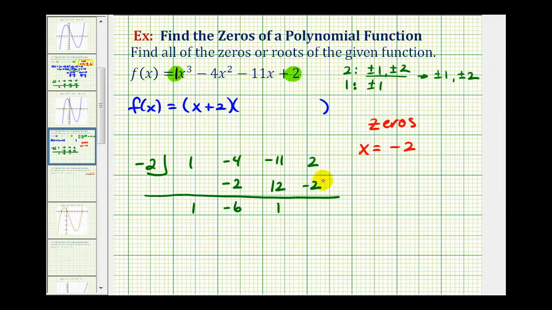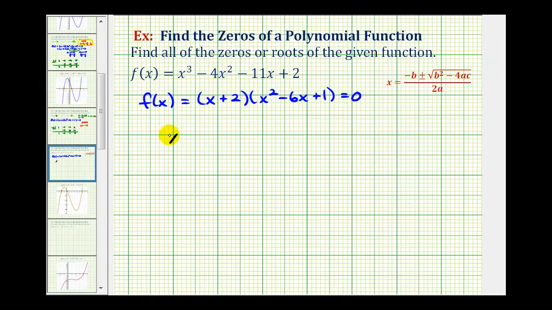Multiply, that'd be negative 2. Our remainder is 0. Which again is good news. This verifies algebraically we have a 0 of negative 2. This also gives us the coefficients here of our degree 2 factor. The other factor of our function would be x squared, or 1x squared, minus 6x plus positive 1. Now again, we already found the 0 from this factor, the 0 of negative 2. Now we want to find the zeros of the quadratic factor. And since there are no factors of 1 that add to negative 6, this is not factorable. So to find the zeros of this factor, we'll have to use the quadratic formula. Let's go ahead and do that on the next slide.